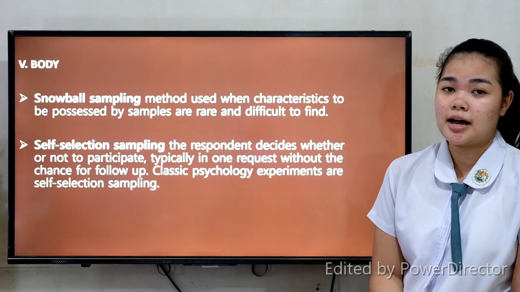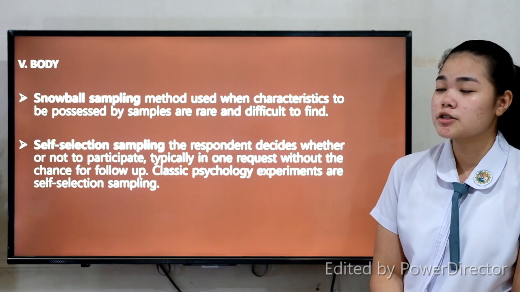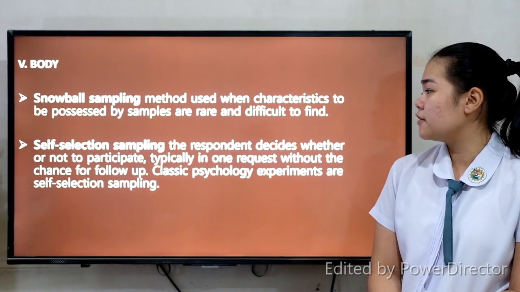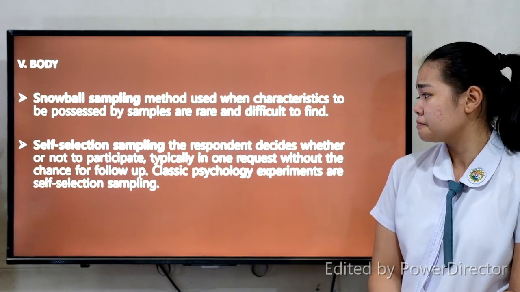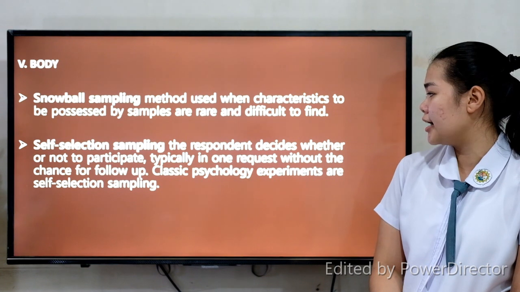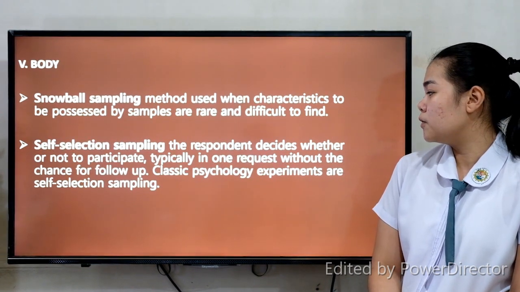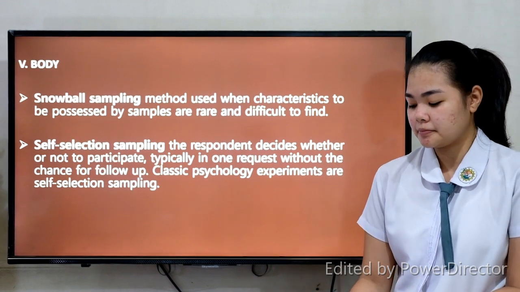Next is the snowball sampling. This method is used when characteristics to be possessed by samples are rare and difficult to find. Last is the self-selection sampling, where the respondents decide whether or not to participate, typically in response to one request without the chance for a follow-up.